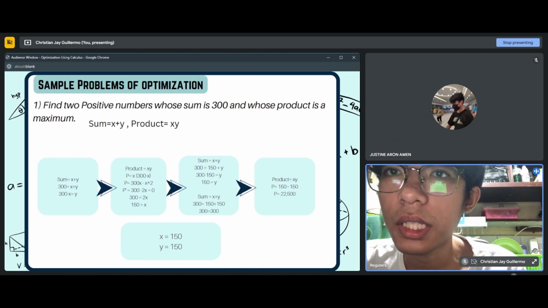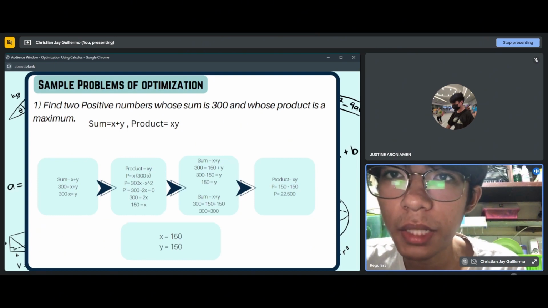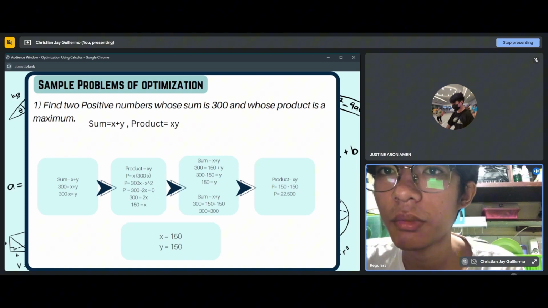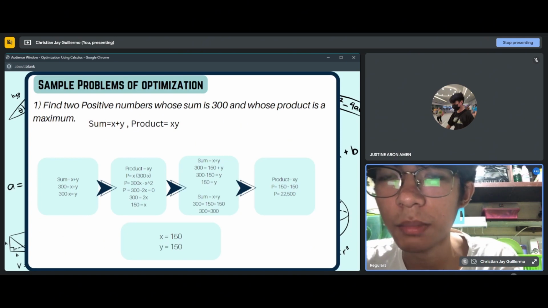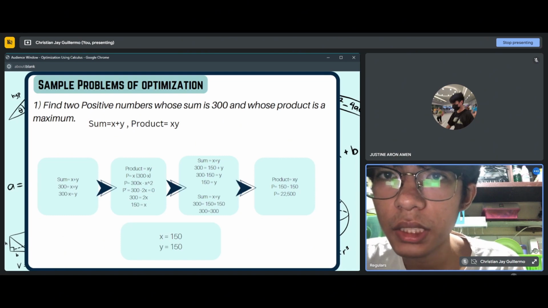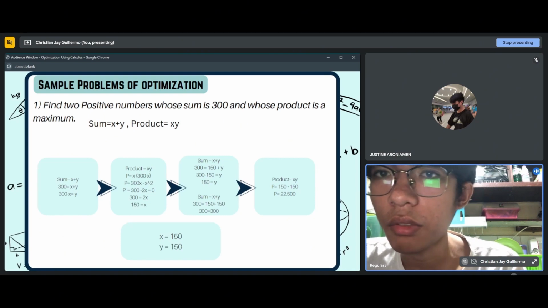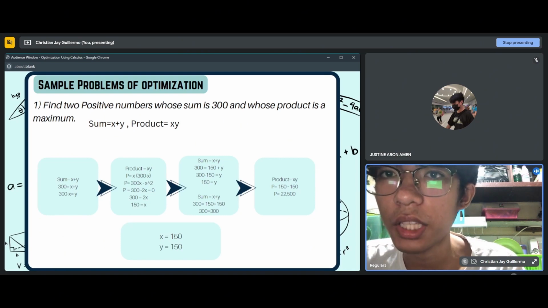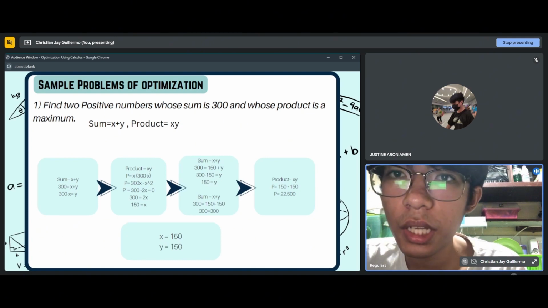So, yung una, constraint lang yan. Constraint is a fixed number. So, ito yung formula niya. Sum is equal to x plus y. So, yung sum natin is 300. So, 300 is equal to x plus y. So, yung ginawa natin sa baba is hinanap muna natin yung y. So, transpose natin yung x from the left. So, 300 negative x is equal to y.